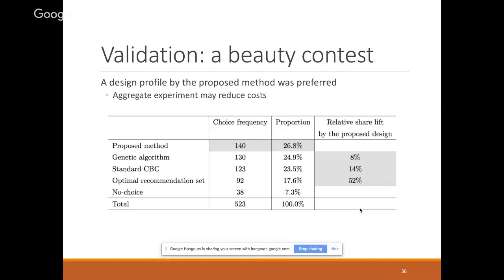And then the result was favorable to our proposed design. So out of 523 respondents, almost 27% of respondents said that they preferred our proposed design. And this was actually 8% higher than genetic algorithm and 14% higher than standard choice-based conjoint, and 52% higher than optimal recommender system. And then no choice was only 7%.